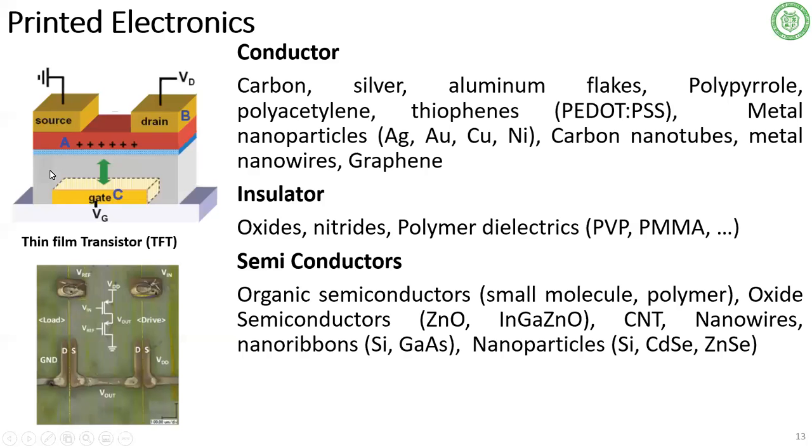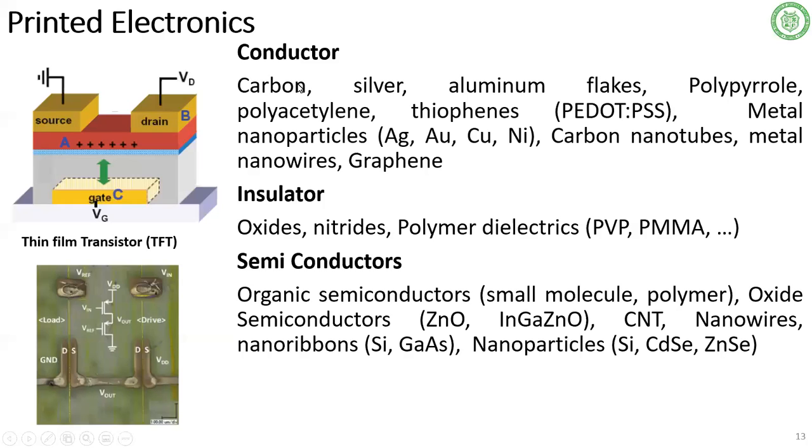You have some insulator material, semiconductor material, and you have some source and drain, and again some conductor material. Bottom is shown as a printed, bottom figure is your printed thin film transistor.